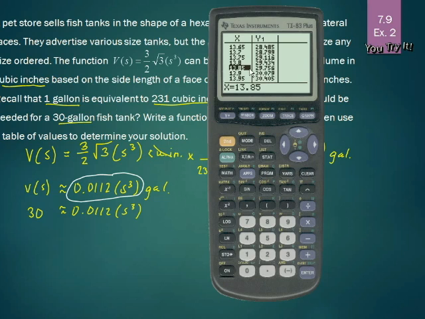For our answer, let's just take the average of those. So adding together 13.85 and 13.9, and dividing by 2, we just get 13.875, and that's right in between. And we will go ahead and use that for our answer as our side length of the fish tank. And so let's go ahead and summarize.